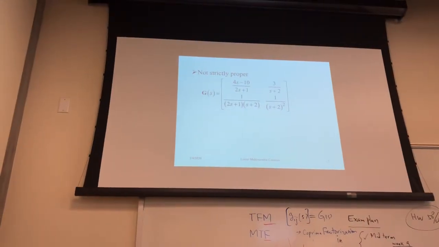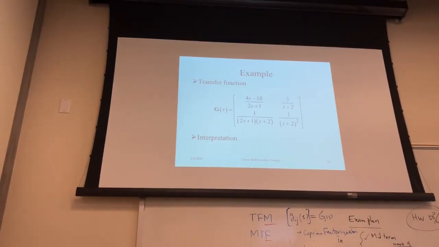So first of all, do you see something not proper? This is not strictly proper, so this relative degree is 0. This relative degree is 1 minus 0, which is 1. This relative degree is 2 minus 0, which is 2. This relative degree is 2 minus 0, also 2. So this term gives us trouble because it is not strictly proper. Strictly proper means the denominator degree will be greater than the numerator's degree. In this case it's not. They are equal. This is the term.